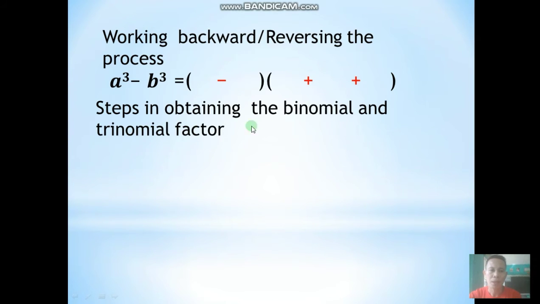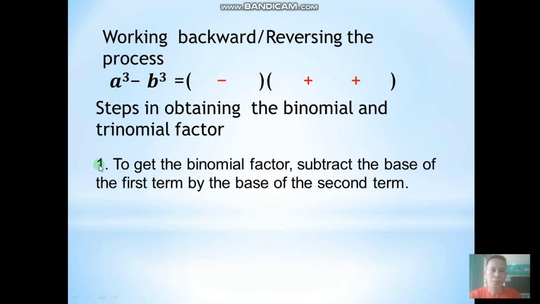To obtain the binomial factor and the trinomial factor, there are steps to follow. Number 1, to get the binomial factor, subtract the base of the second term from the base of the first term. So we subtract the base of the second term, which is b, from the base of the first term, which is a. That is a minus b. This is now the binomial factor.